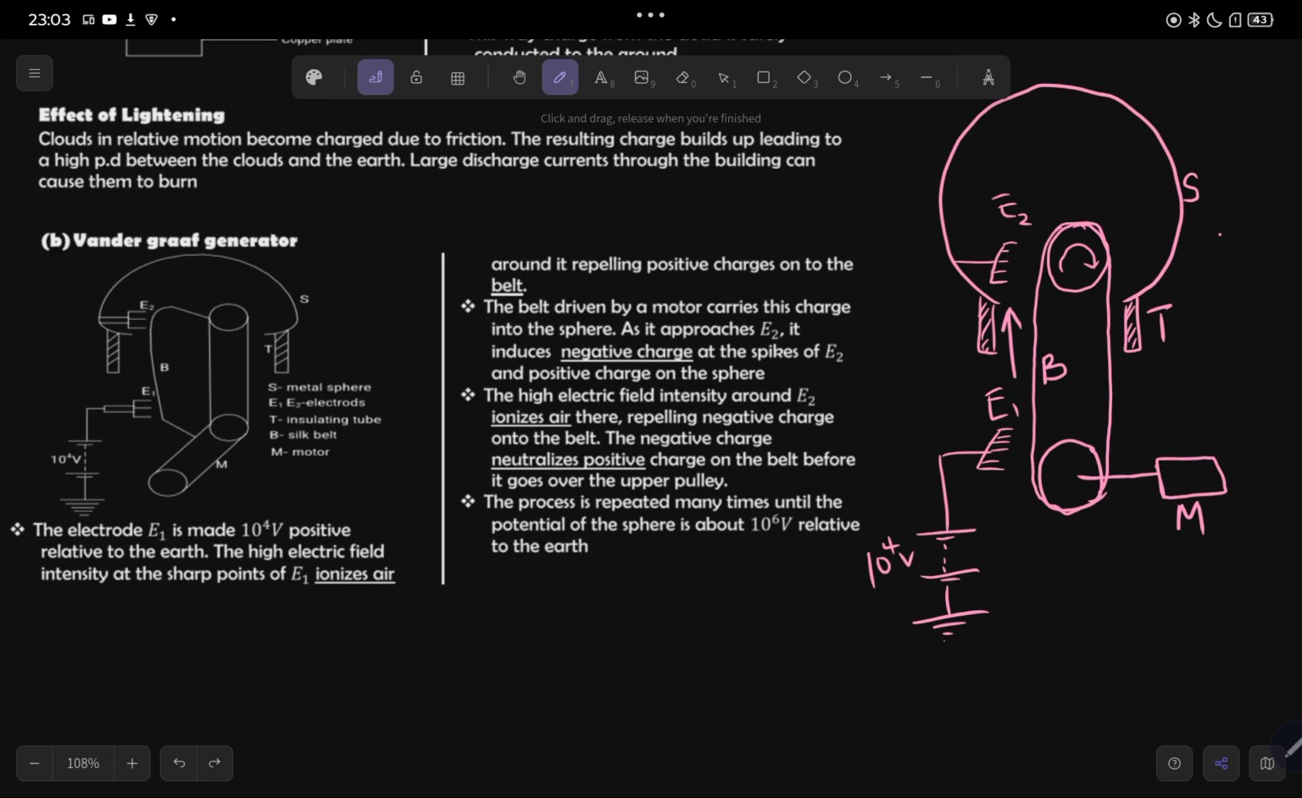So every time that cycle repeats itself, more positive charge is repelled to the metal sphere, and therefore we shall be able to generate enormous amounts of positive charge and keep it on the metal sphere almost up to 1,000,000 volts relative to the earth.